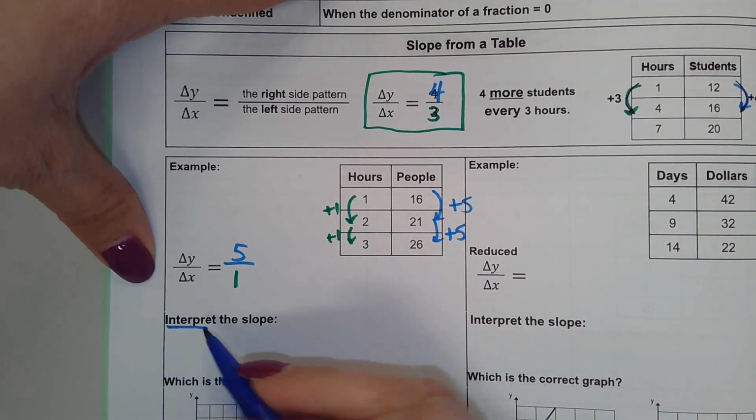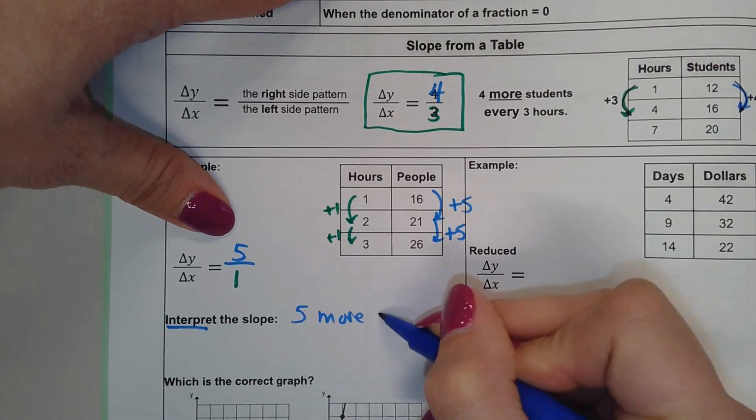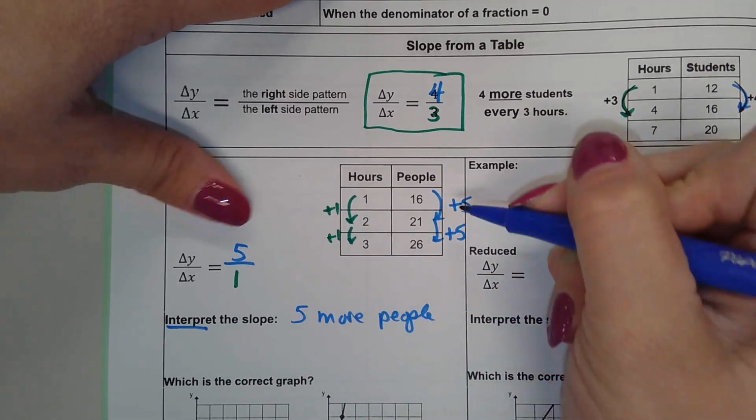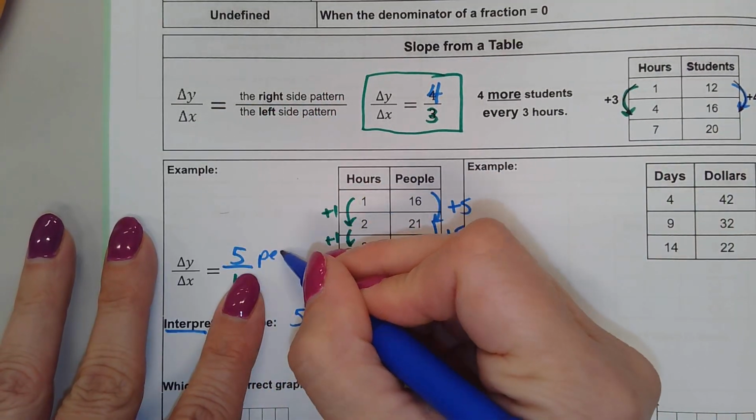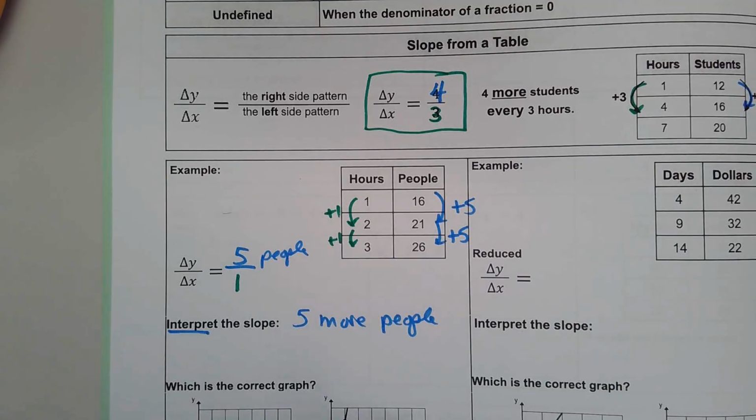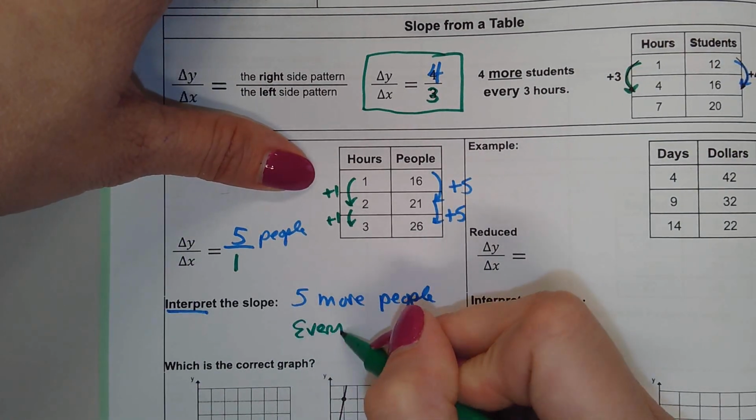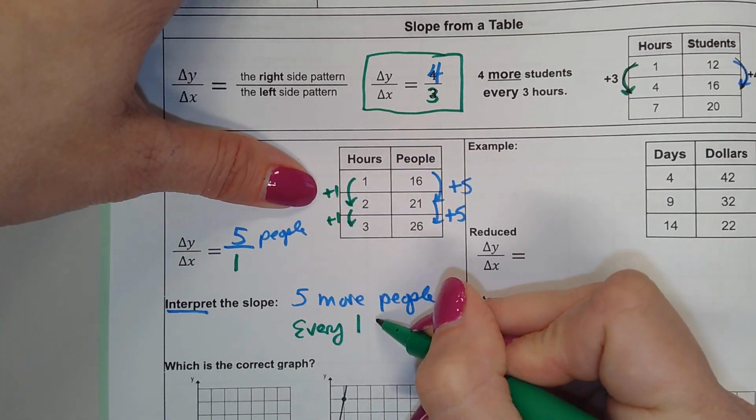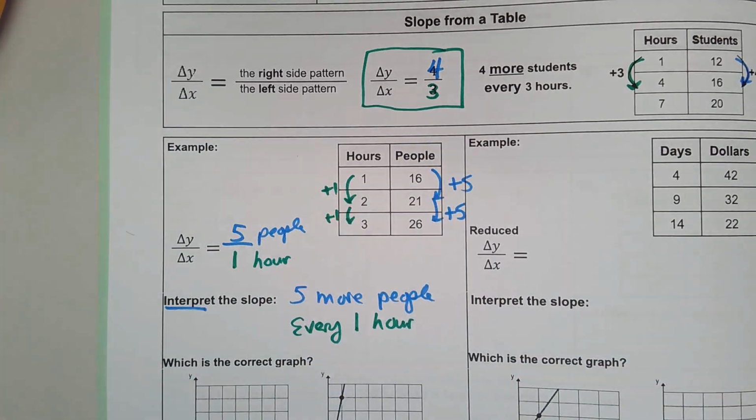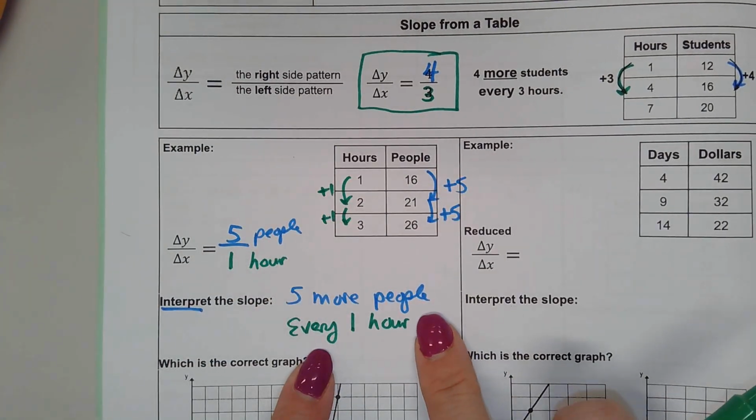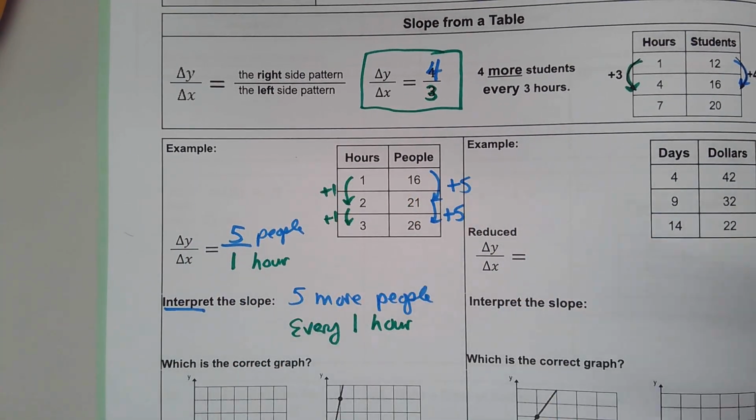Okay. The sentence that you write is 5 more people. So the 5 is the people. And then what do we say next? We say every 1 hour. And so the 1 is the hours. So we've done this before in Unit 1, and that is how you make the slope from the table.